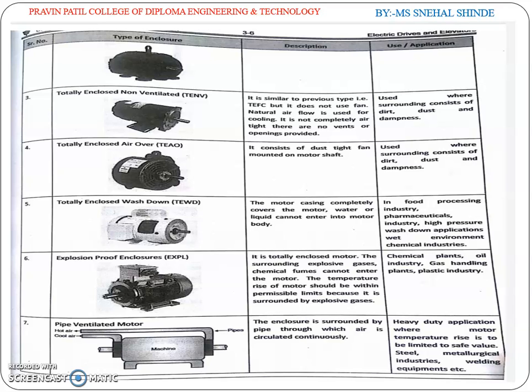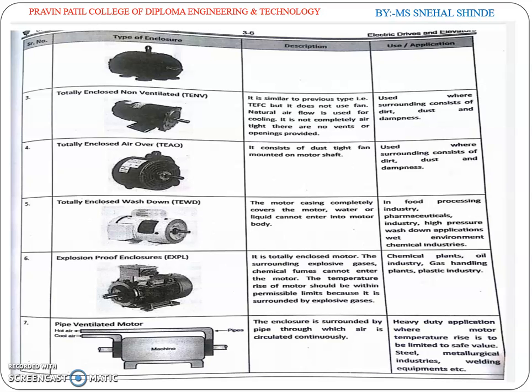Next is the explosion proof enclosure, EXPL. It is a totally enclosed motor. The surrounding explosive gases and chemical fumes cannot enter the motor. The temperature rise of the motor should be within permissible limits because it is surrounded by explosive gases. Applications are chemical plants, oil industry, gas handling plants, plastic industry.